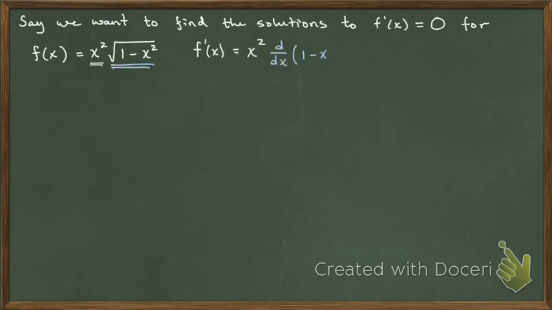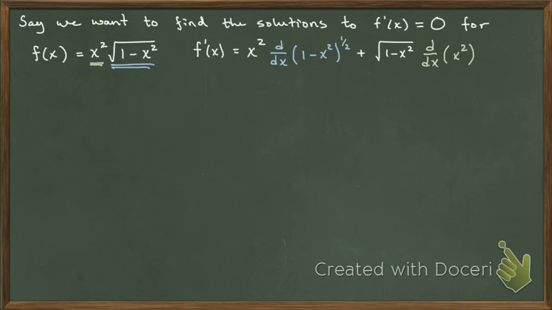And I know then that I have a product rule because my function is a product, right? So my derivative should look like x squared times the derivative of the square root function there, derivative of 1 minus x squared to the 1/2, plus the square root function times the derivative of x squared.